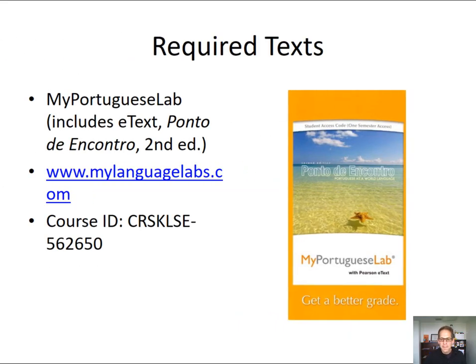For the course, you will need to purchase access to My Portuguese Lab, either through the Titan bookstore or online. There's a Getting Started document on the Titanium page. You'll log in or create an account on mylanguagelabs.com and use the course ID on this slide. My Portuguese Lab gives you access to required homework and laboratory exercises, as well as the e-text Ponto de Encontro, 2nd edition.